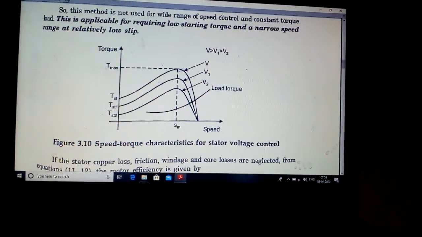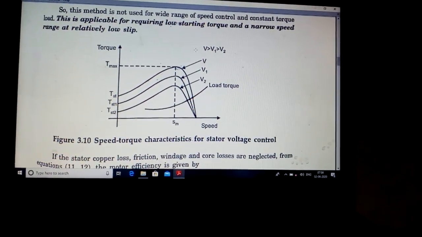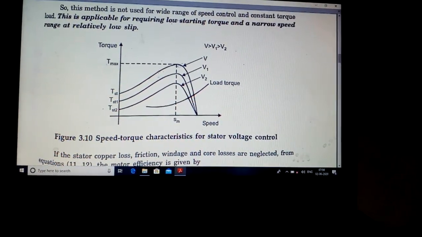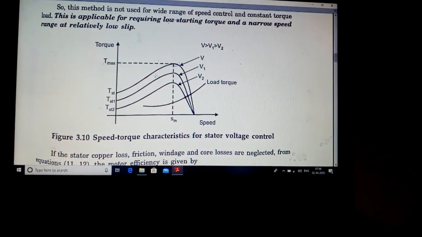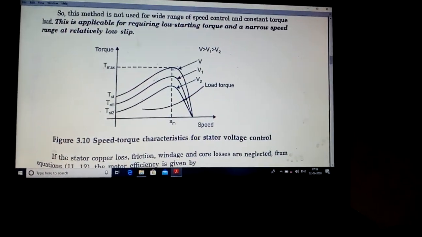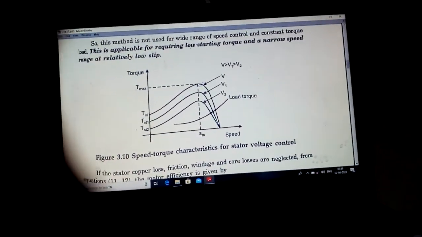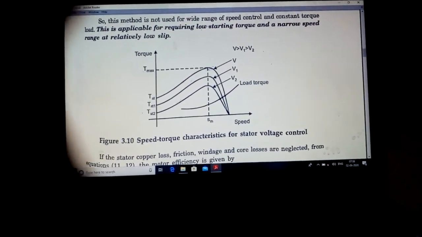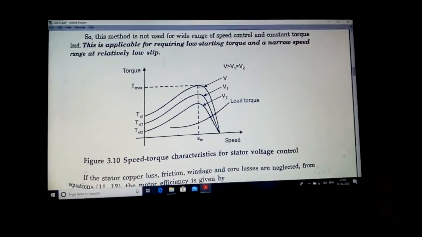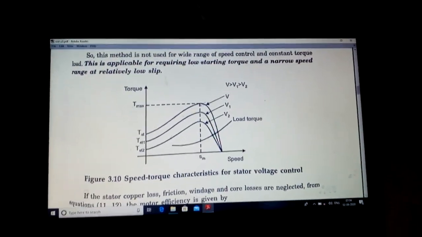So this is the speed torque characteristics. When the voltage is increased, automatically the torque is increased. When the voltage is decreased, the torque is decreased. When the torque is decreased, the speed of the induction motor will vary.